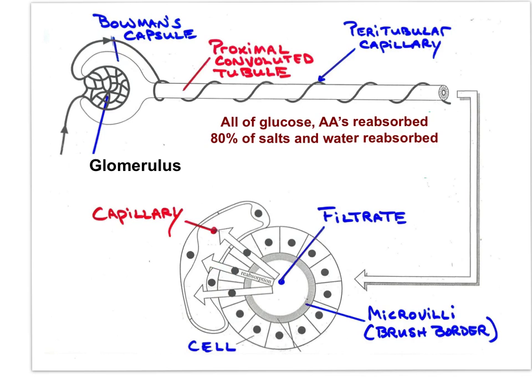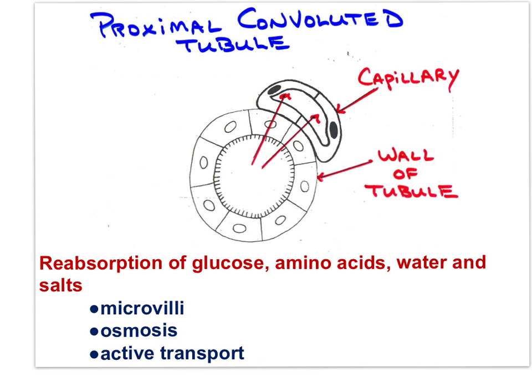This is reabsorption. All of the glucose and amino acids are reabsorbed. 80% of the salts and water are reabsorbed from the filtrate back to the blood. This diagram displays the proximal convoluted tubule in cross-section, and you can see the close relationship of the proximal convoluted tubule to capillaries that surround the PCT. You can see the microvilli that increase the surface area of the inner membrane of the proximal convoluted tubule.